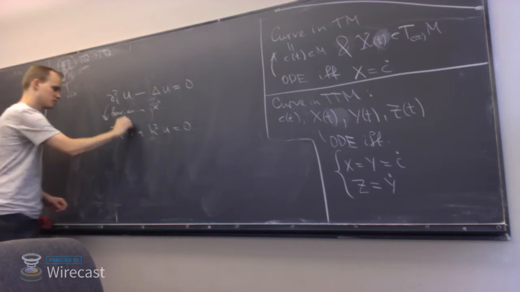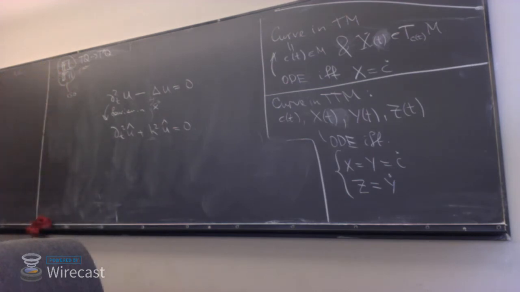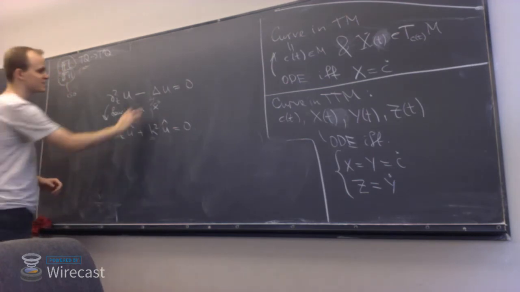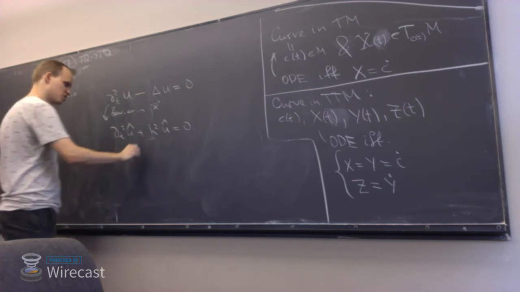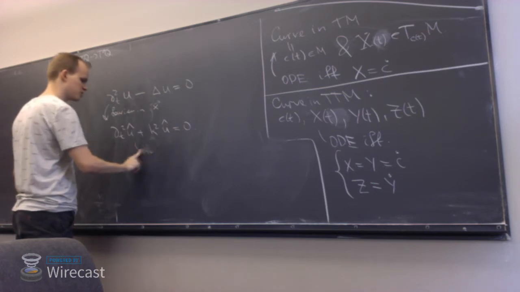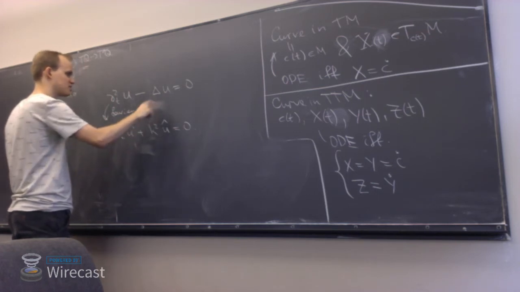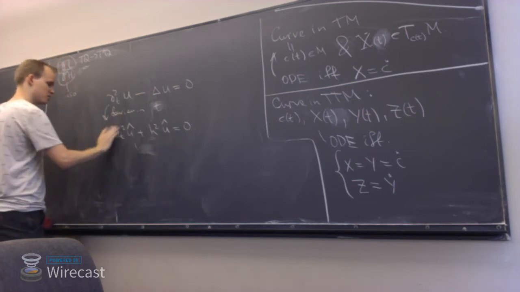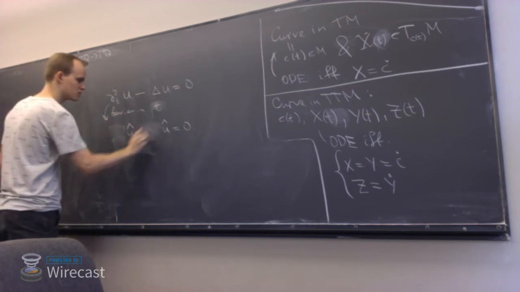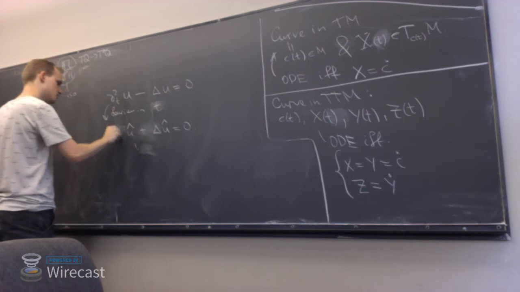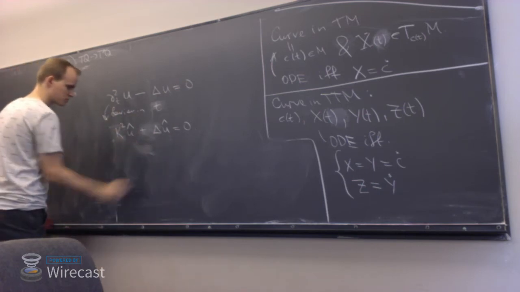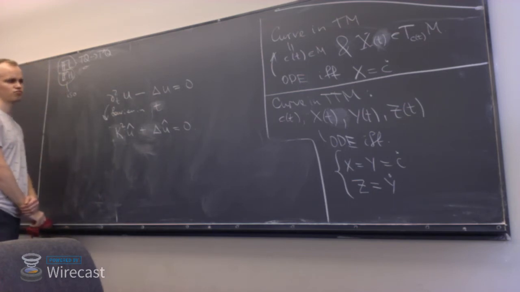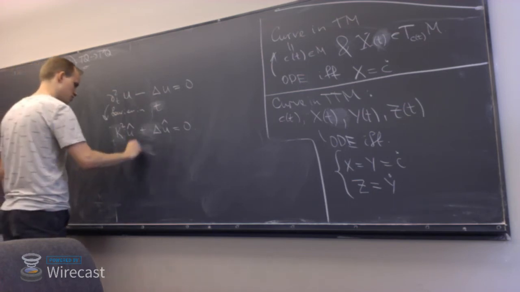Now we flash back to distributions. And so this is called the Helmholtz equation. Oh, I'm sorry. Right, not in x, in t. This is called Helmholtz.